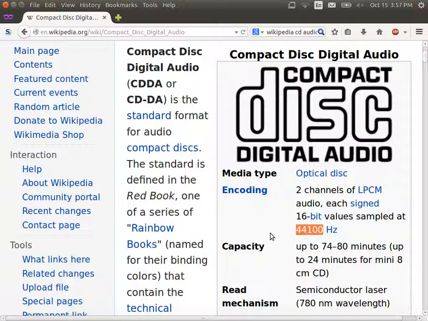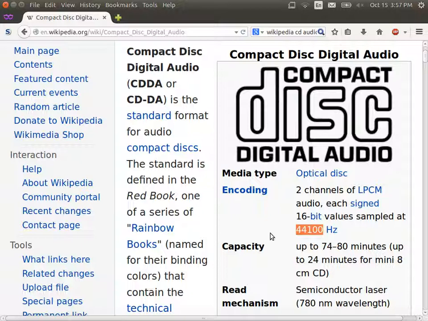And from that, you can calculate how many bits per second for audio. And remember, there are two channels. So you do all that for the left channel, and then you do it all again for the right channel. So you do it twice.